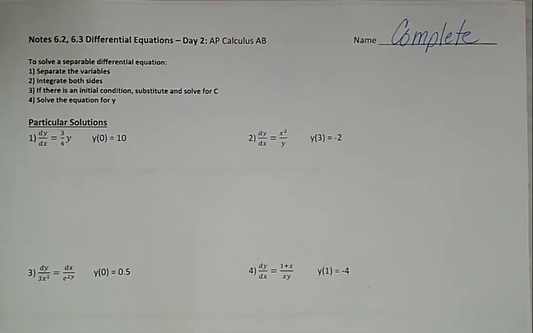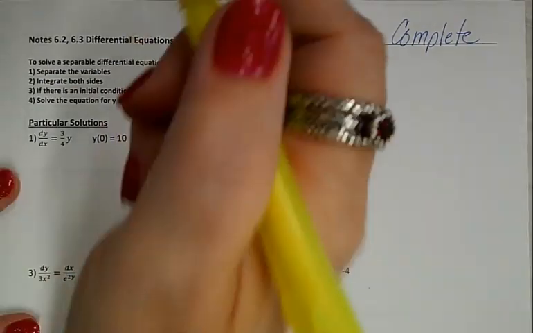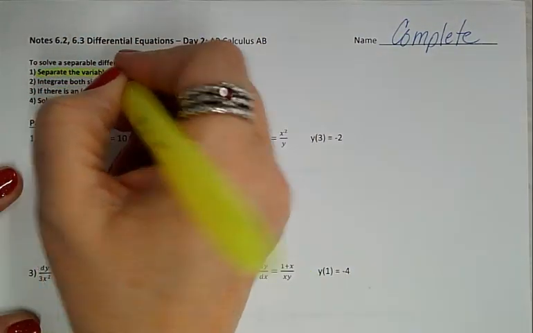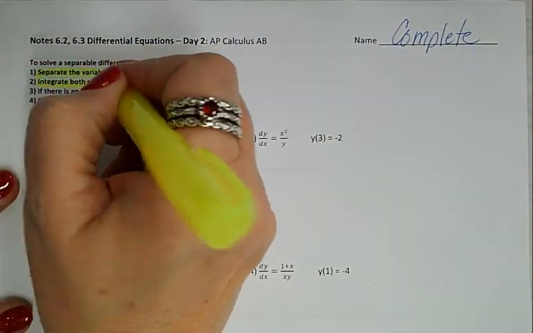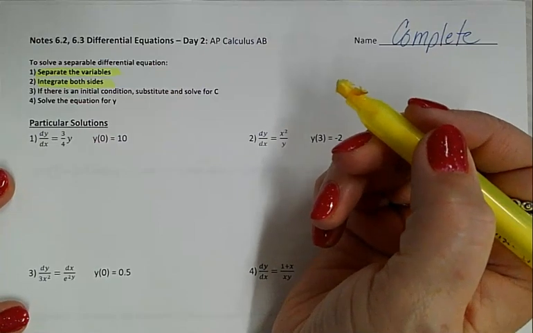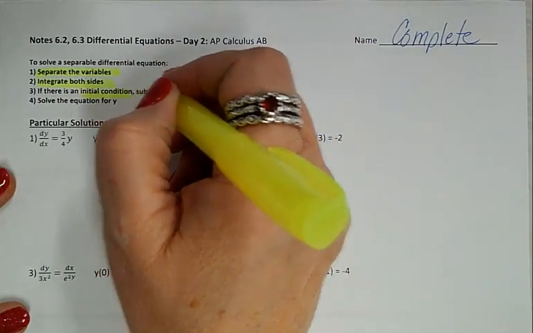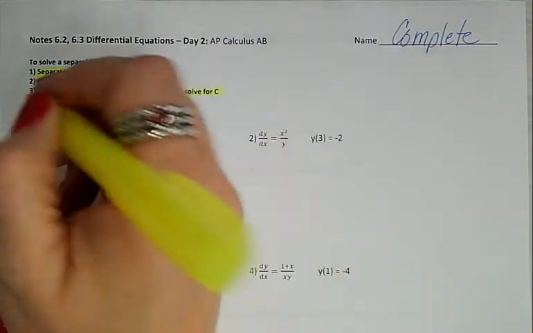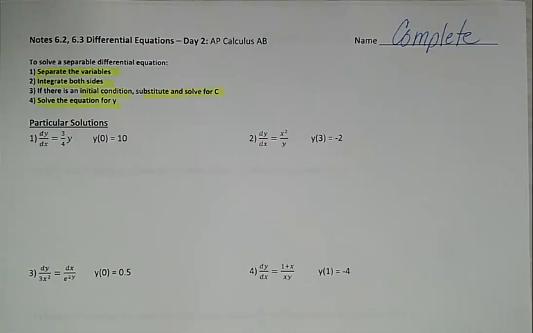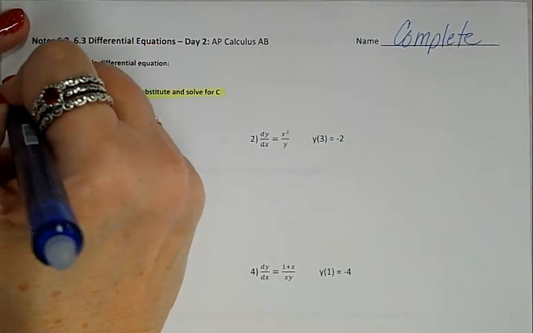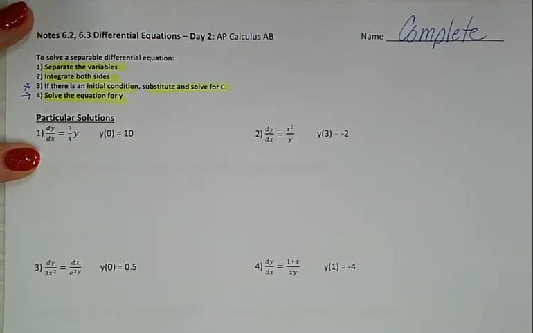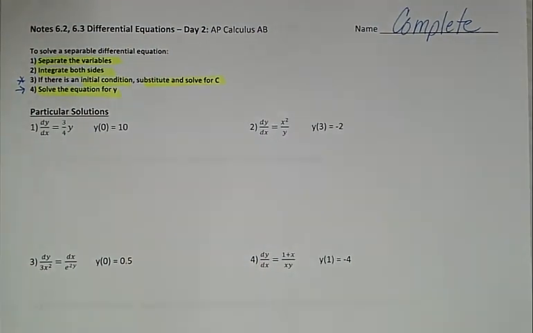If we look at the steps here to solve the differential equation, remember we separate the variables first. We integrate both sides at the same time. If there is an initial condition, then we substitute and solve for C, and then we solve the differential equation. So this is going to happen first before this. Keep that in mind as we go through today. That's my expectation for you as you're working through these problems. It's going to be just fine.